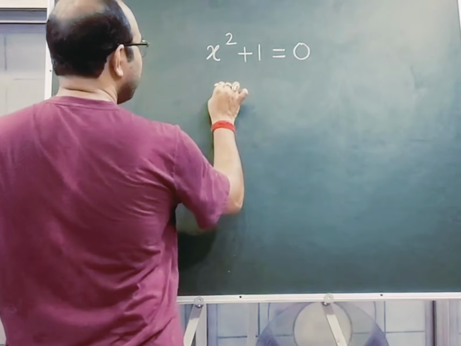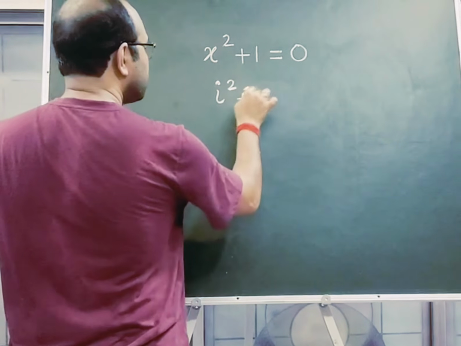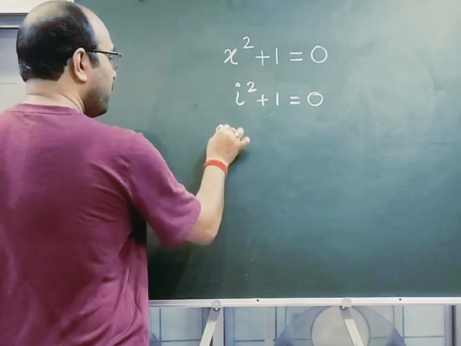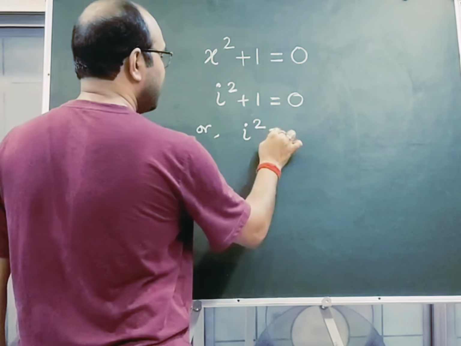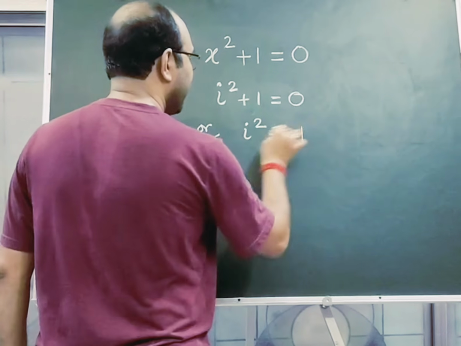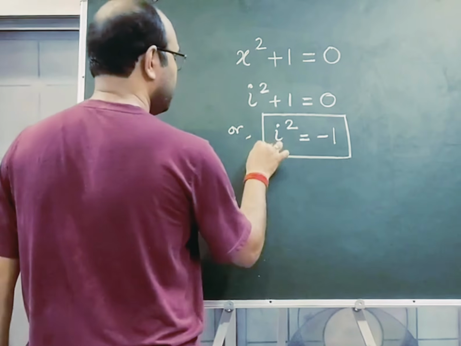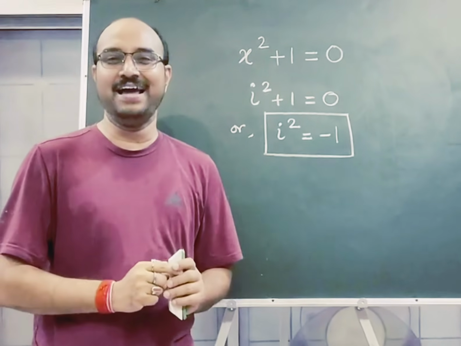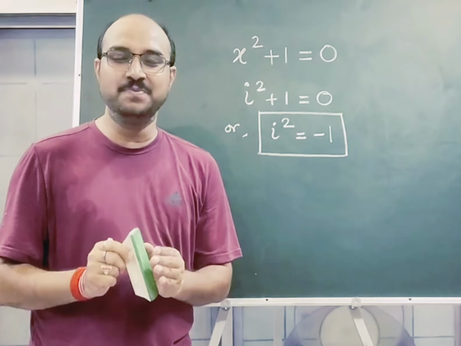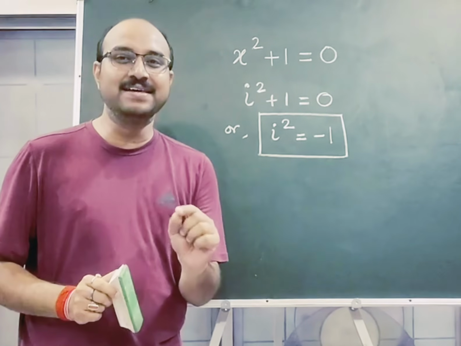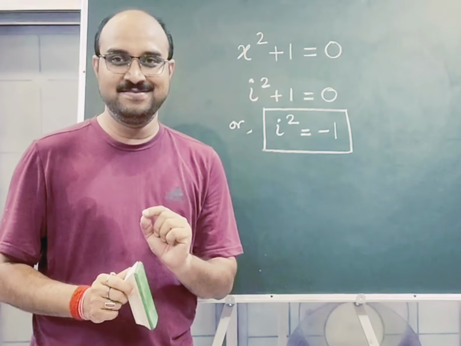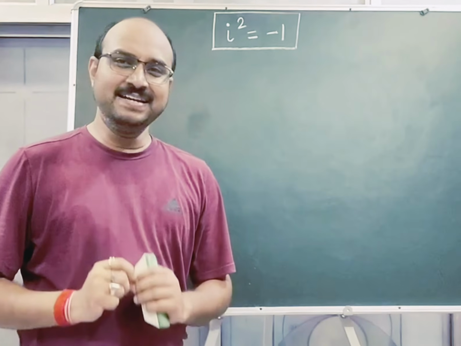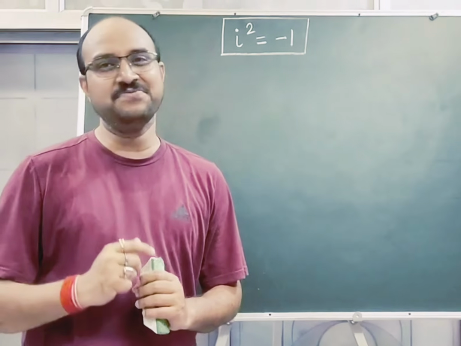See, so you can tell I square plus 1 equal to 0. In other words, you can tell I square equal to minus 1. So this is the origin of the imaginary number I. You can define I to be such a number that if you square the number, you get minus 1. But unfortunately, apart from this definition, we see that in textbooks there exists another definition of I.